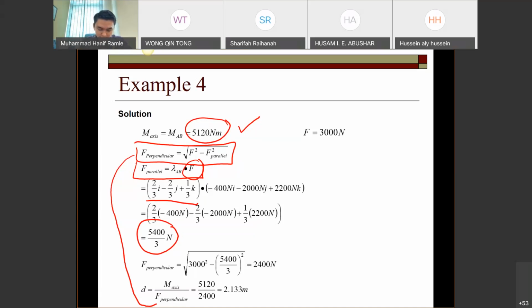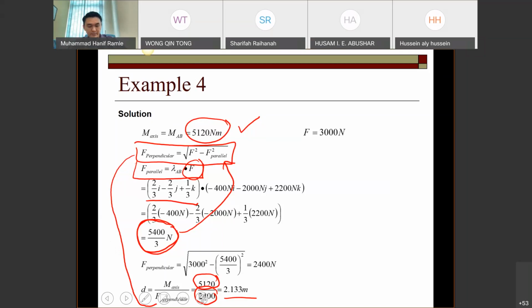Then, since the equation of F perpendicular should be there, you have to substitute this value into the Pythagoras theorem equation. Then you will get the F perpendicular. And finally, substitute M axis into the equation, and you will get straightforwardly the answer for the nearest distance between two vectors.